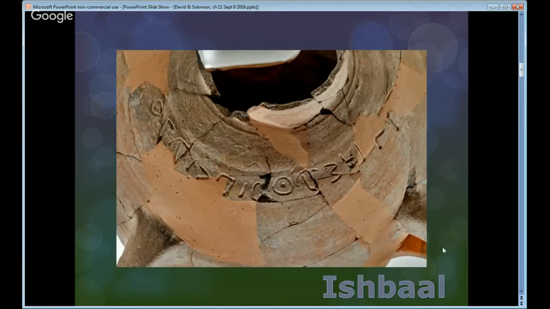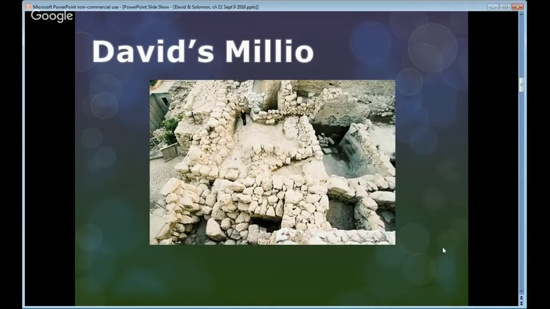Now, the next artifact that we're going to look at, or rather the next excavation that we're going to see, is David's palace and the Milo. We are told in 2 Samuel 5:11 and again in 2 Samuel 11 about David's palace and the Milo that is built. We're told that King Hiram sent him building materials for him to build this.